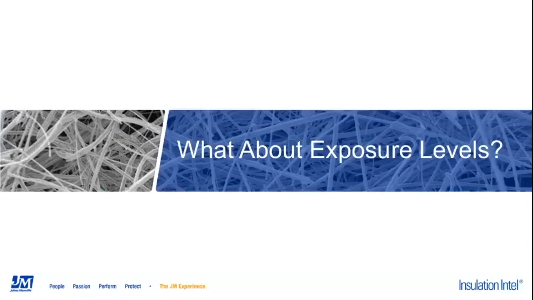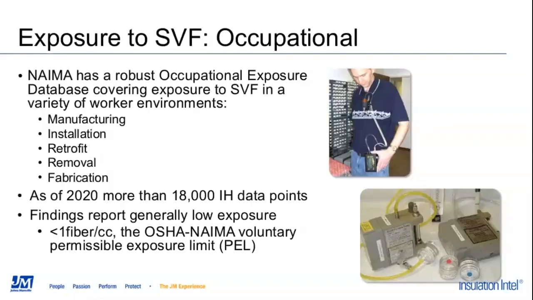And that's a great question. And it's one that NAIMA, the North American Insulation Manufacturers Association, actually takes very seriously. Part of their product stewardship is maintaining a robust database of occupational exposure for industrial hygiene. As of 2020, they have more than 18,000 industrial hygiene data points for people who are working with fiberglass and mineral wool insulation in a variety of environments, so manufacturing, installation, retrofit, removal, and fabrication.